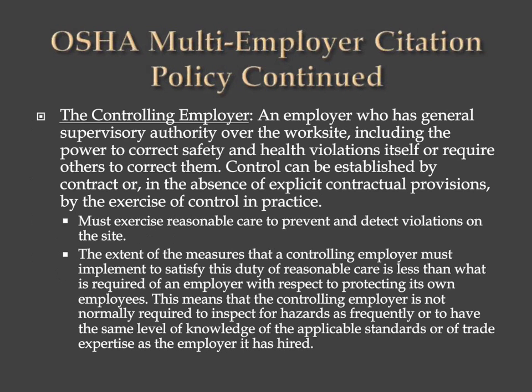Now, the controlling employer is the one that we would call normally the general contractor or the prime contractor or the construction manager. He's the one that has the general supervisory authority over the work site. And where it gets interesting is the power to correct safety and health violations itself will require others to correct them. Control can be established by contract, which is the way you'd like to have it established, or in the absence of explicit contractual provisions, by the exercise of control in practice.